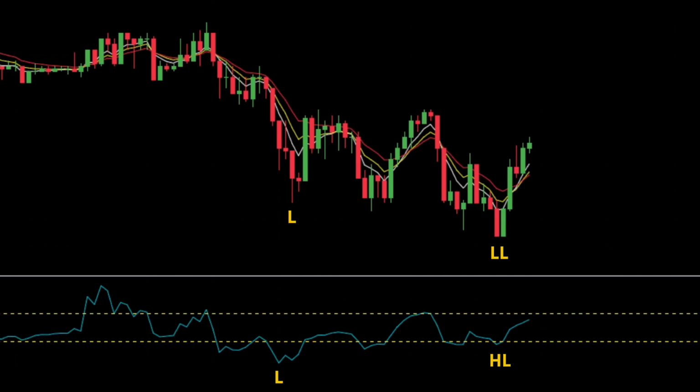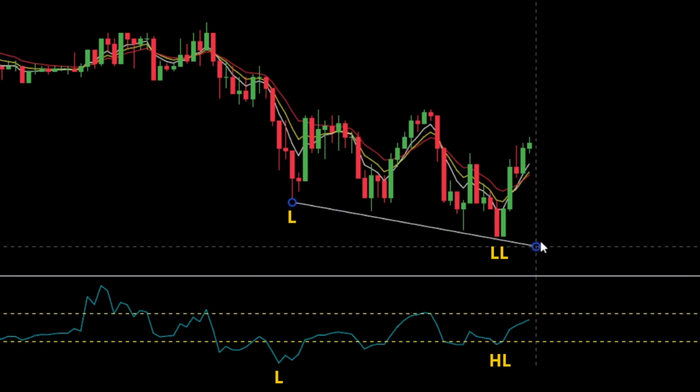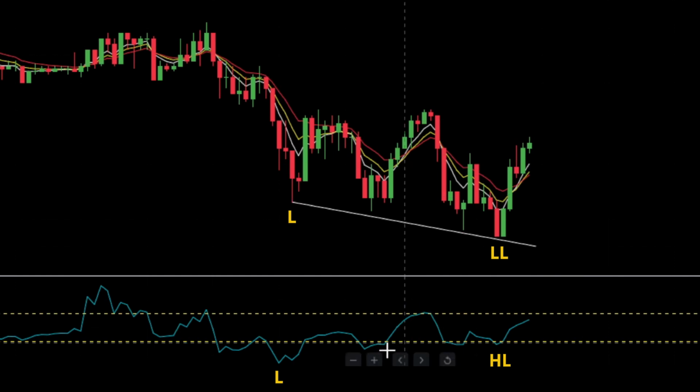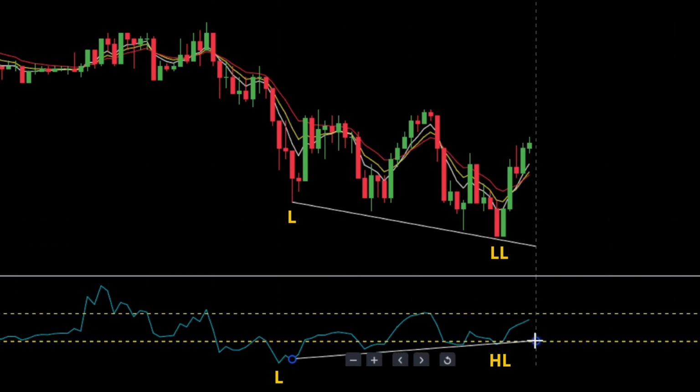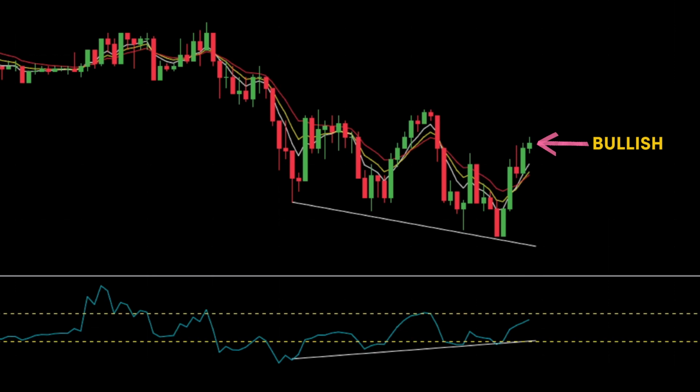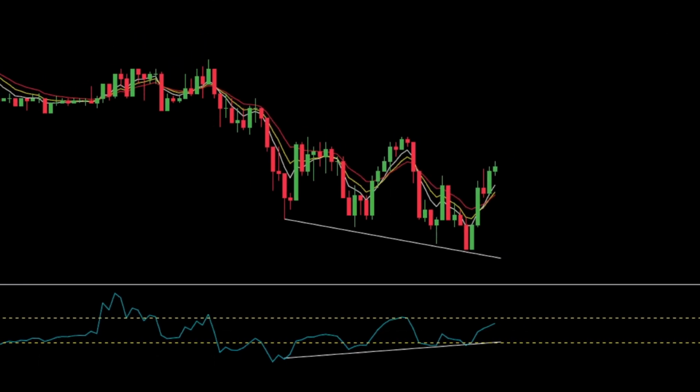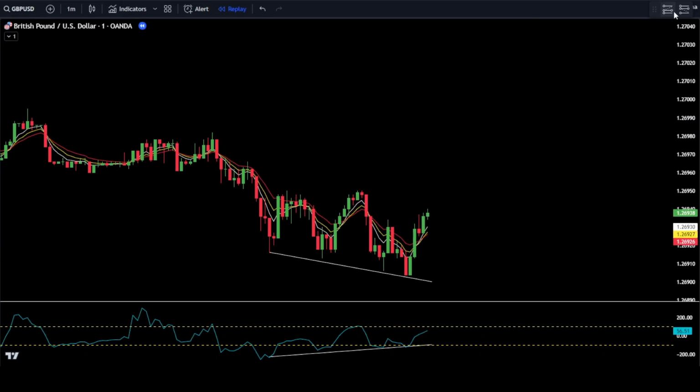To confirm, you can draw a trend line from the low to the lower low on the candlestick. And then draw a line from the low to the higher low on the indicator. Once the bullish divergence is confirmed, you can wait until the EMA 5 and EMA 8 lines cross above the EMA 13. Ensure that EMA 5 is at the top, EMA 8 is in the middle, and EMA 13 is at the bottom. Make sure the formed candlestick is a bullish candlestick.